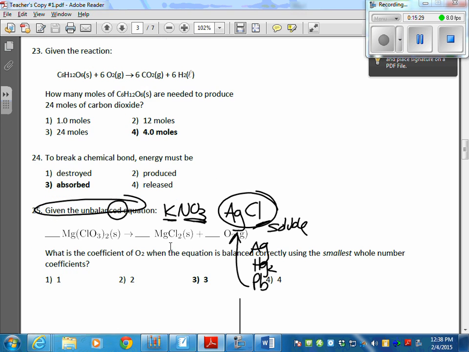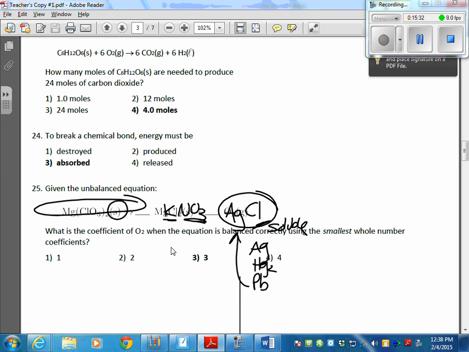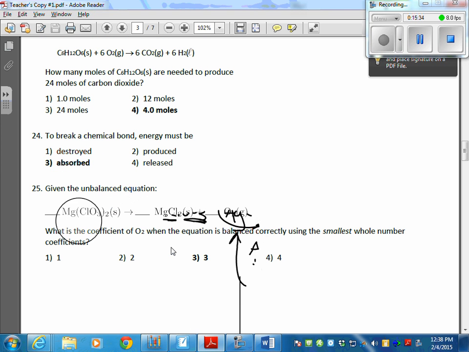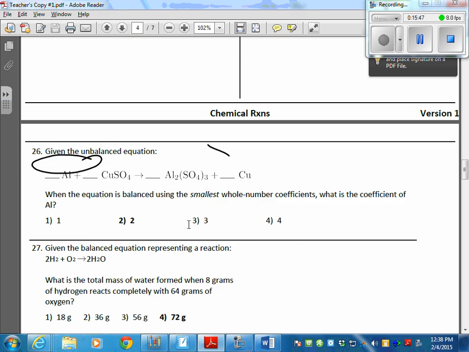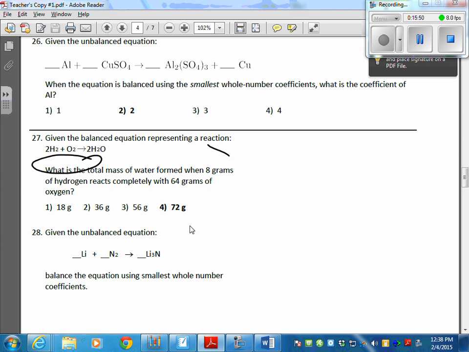All right. Again, number 24. To break a chemical bond, energy must be, you cannot release, you cannot destroy or produce, but to break a bond, you absorb energy, like when I broke the pencil. Okay? Number 27, remember that you have masses. You don't have to go into moles, but you know that 8 grams of hydrogen reacts with 64 grams of oxygen. How many grams of water? Okay, so you just add those together and you get 72.